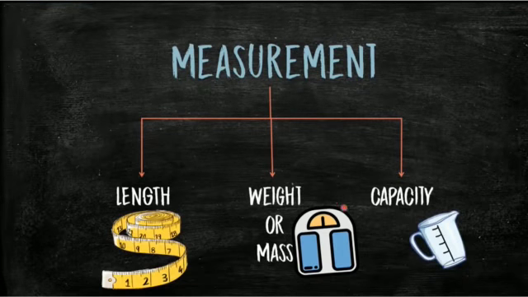Students, let's see a quick recap of what we have learnt today. To measure the length, the weight or mass, or the capacity, we use units. To measure the length, we use millimeter, centimeter, meter and kilometer. All the units have a particular formula to convert into each other. For weight or mass we use two units, gram and kilogram. For capacity, we use milliliter and liter.